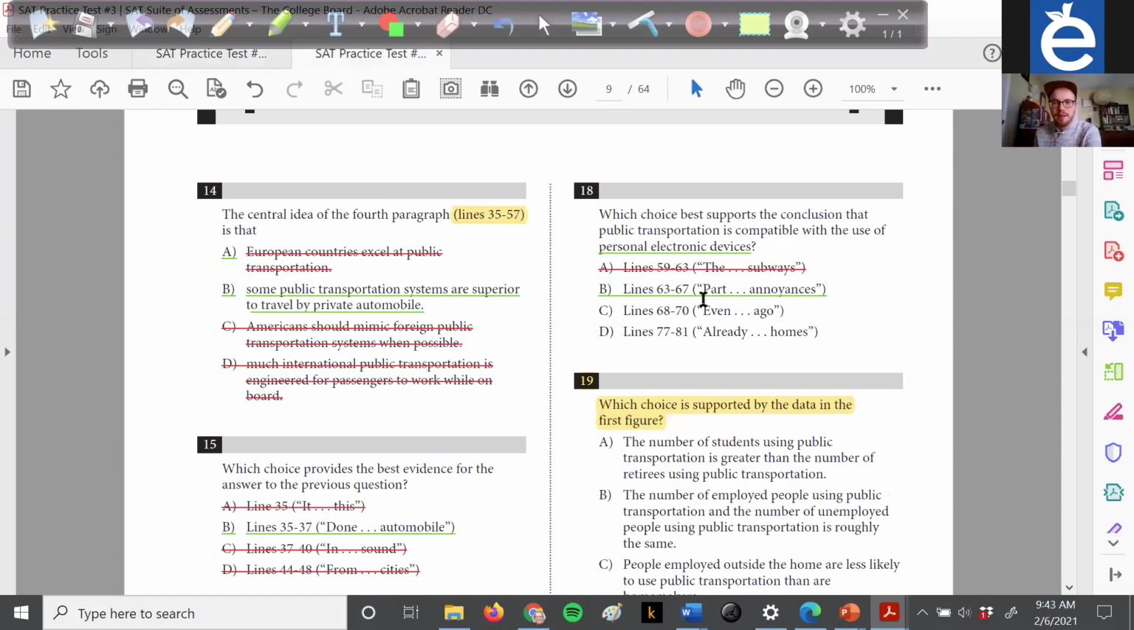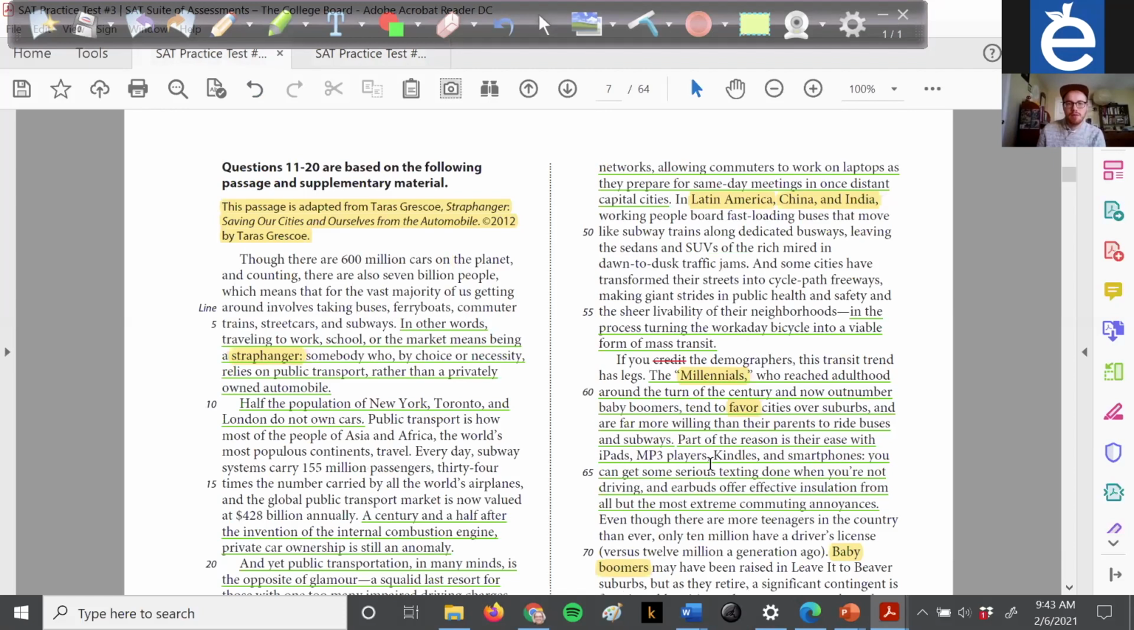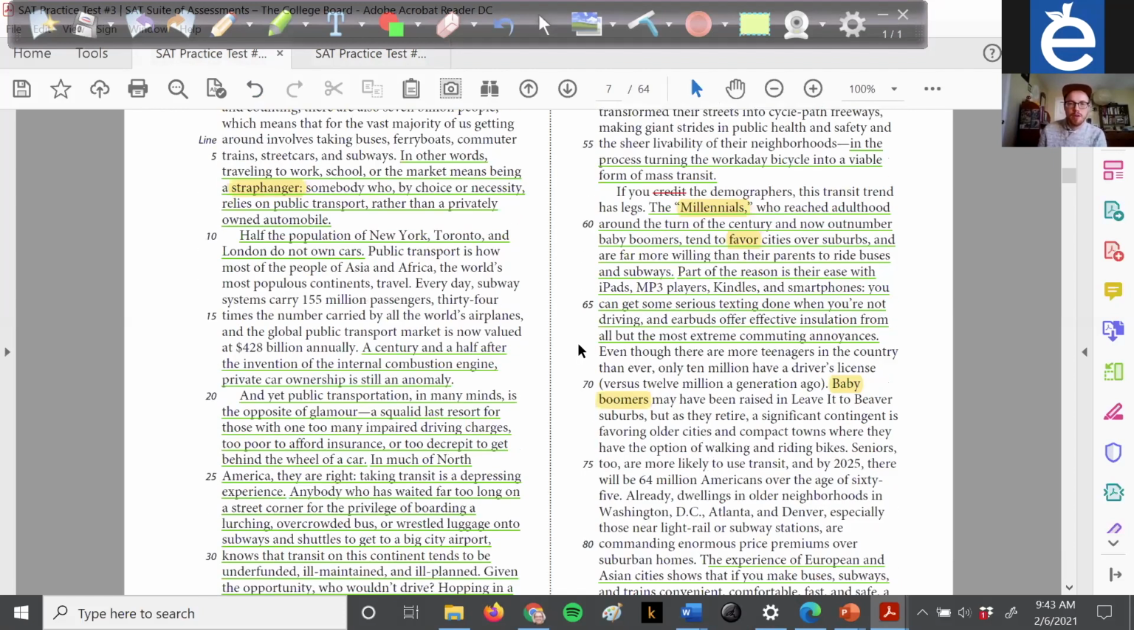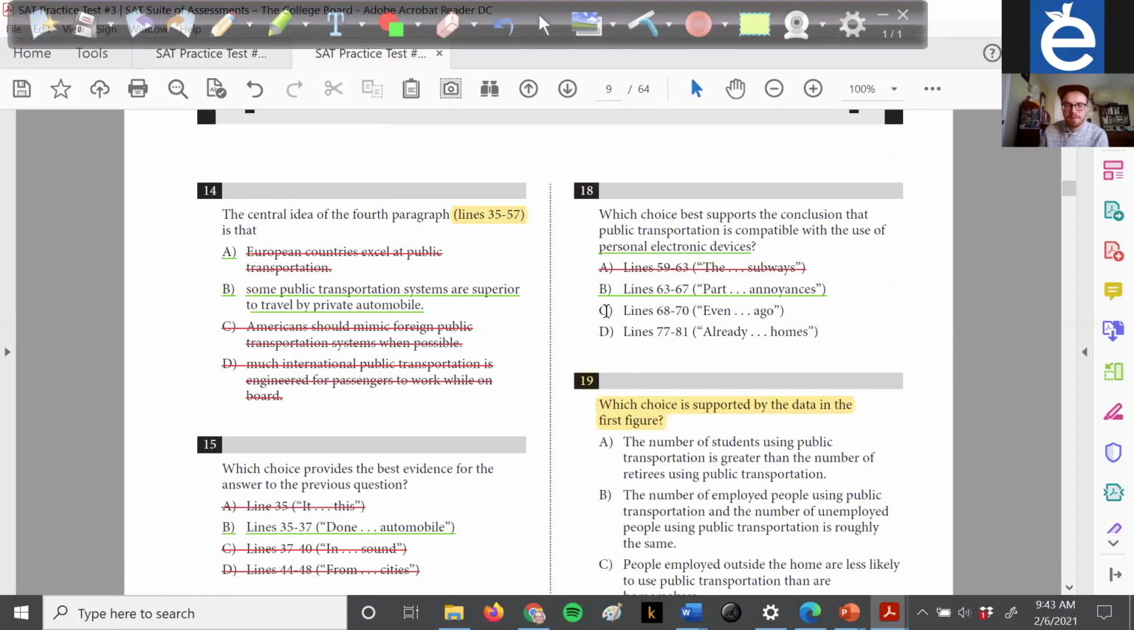Let's keep reading, because this is going to give us some context for that other line question, and it'll help us solidify the answer in our own mind. 68 to 70, starting with "even," ending with "ago." "Even though there are more teenagers in the country than ever, only 10 million have a driver's license versus 12 million a generation ago." Interesting fact, not relevant to electronic devices. 77 to 81, starting with "already," ending with "homes."